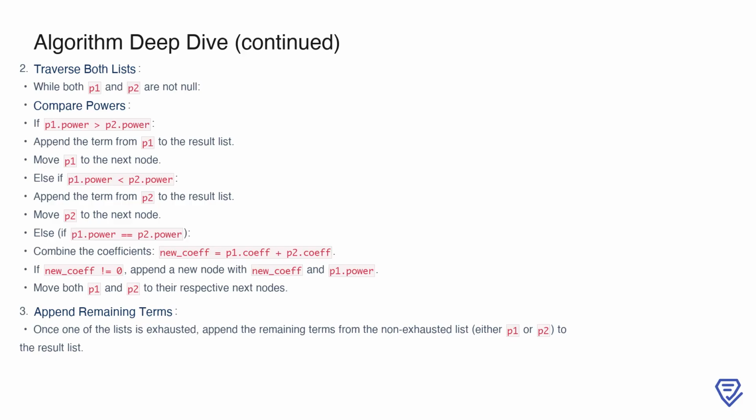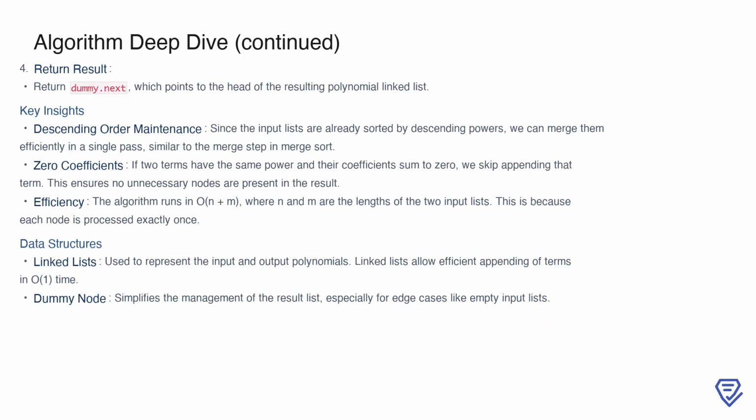Once one of the lists is fully traversed, we append any remaining terms from the other list to the result. This ensures that all terms from both polynomials are included in the final result, maintaining the descending order of powers. The final step of the algorithm is to return the resulting linked list. Specifically, we return the node following the dummy node, as this represents the head of our new polynomial.